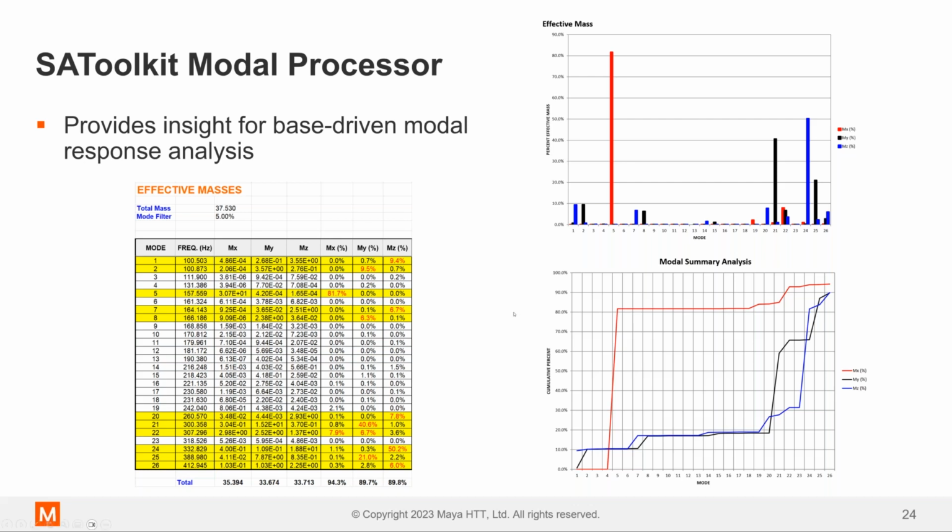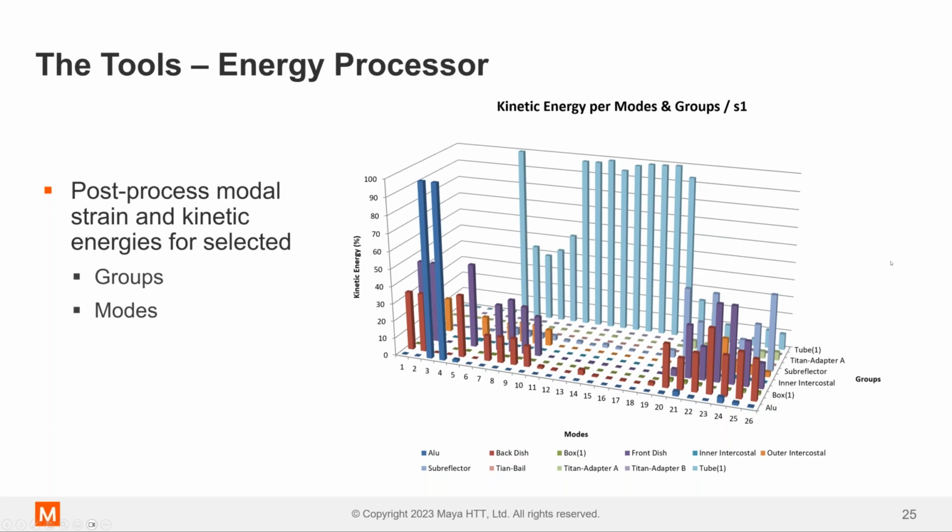And then if we look at the energy processor, again, one thing I like about this is you can use groups. So these are groups of elements. For instance, in that satellite model that I had. So you can see on the modes, it's just a nice quick visual of, okay, which parts of the model are responding to which modes, and see where that energy is coming from.